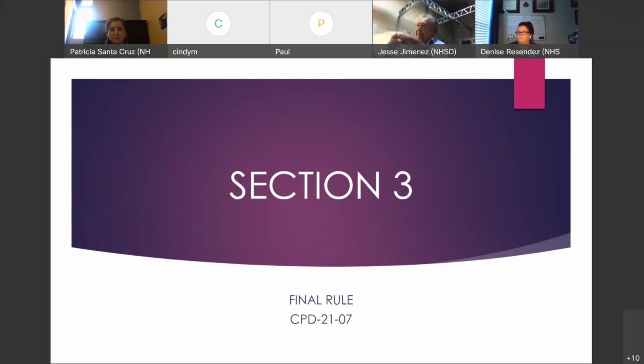Just a quick note that we use Community and Planning Development Notice 2107. You can see it there at the bottom of the first slide. The majority of the information that we're going to be presenting comes from that particular HUD notice. So let's move to the first slide.